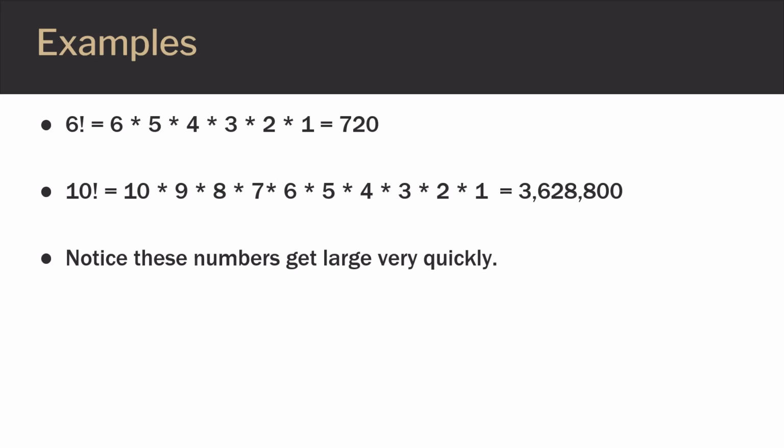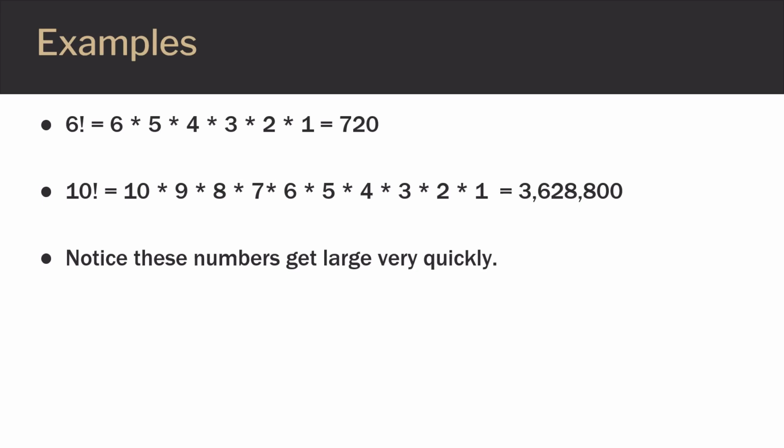Some things to notice about factorials. First, these numbers get large very quickly. 10 factorial is already 3,628,800. The other thing to notice is that you will be doing a lot of button pushing on your calculator.